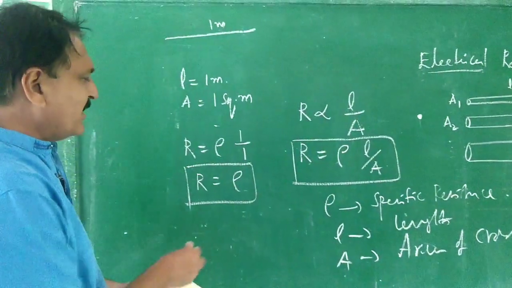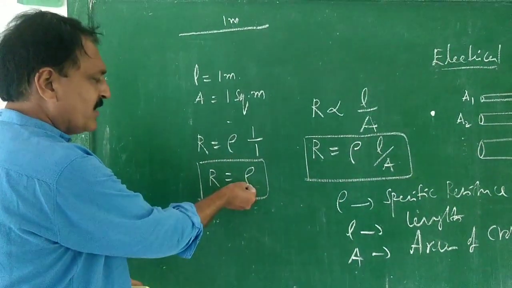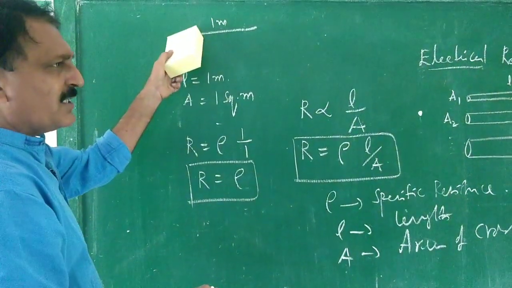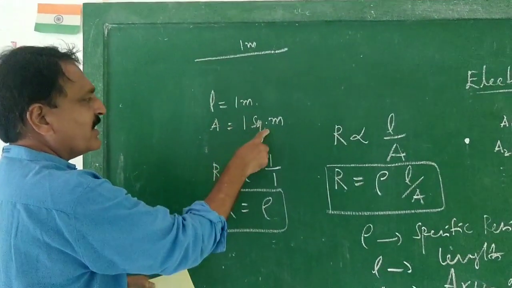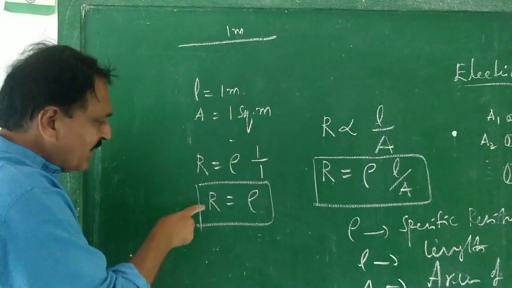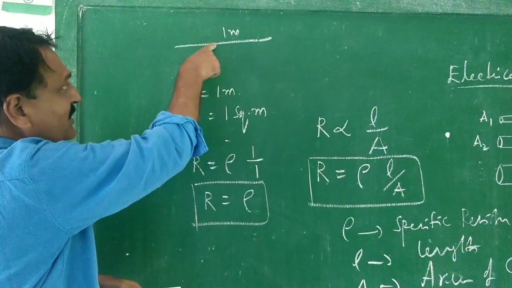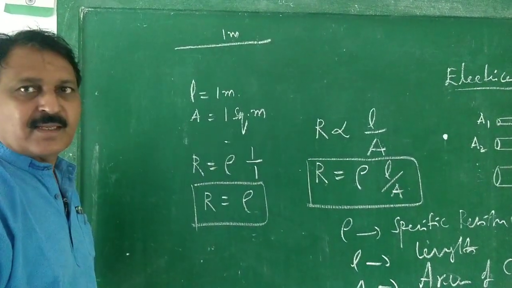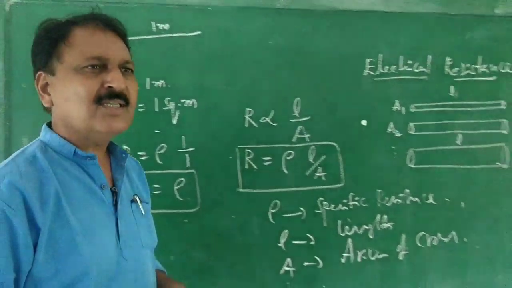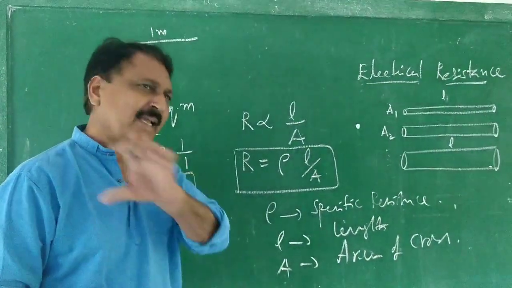So let us define specific resistance. Here I am taking a wire of length 1 meter, area of cross section 1 square meter. Then the resistance of this wire becomes the specific resistance of that material. So what is the definition? Very simple.